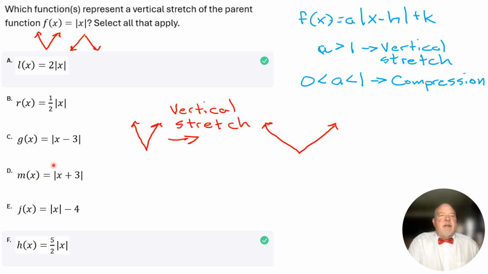This one also has an a value of 1. This one has an a value of 1. This one has an a value of 5 halves. 5 halves is 2.5 as a decimal, so that's greater than 1. So that's a solution. All right. So make sure when you're talking about absolute value functions that you understand what these terms a, h, and k do so that you can answer a question like this.